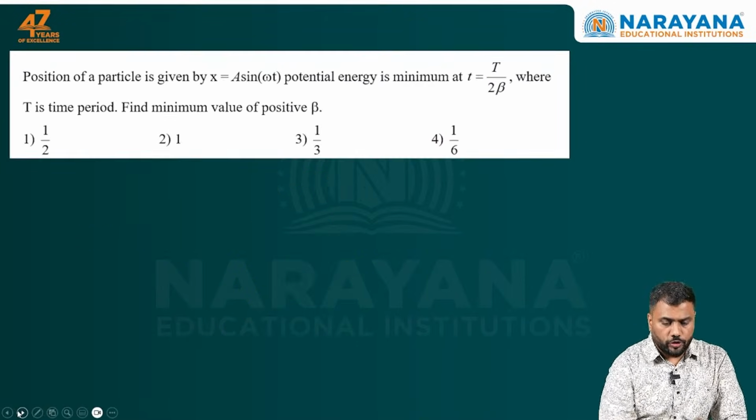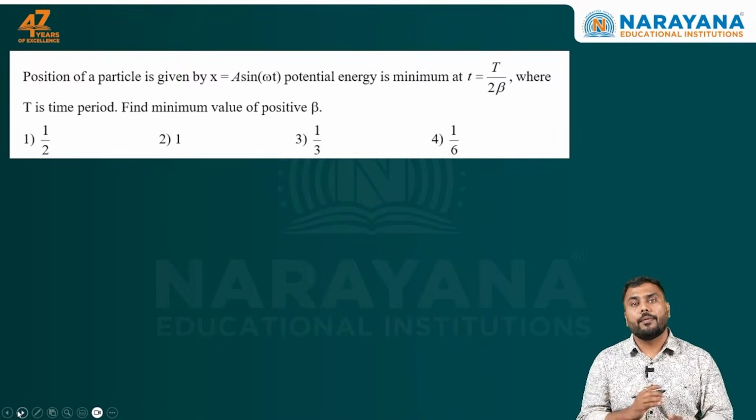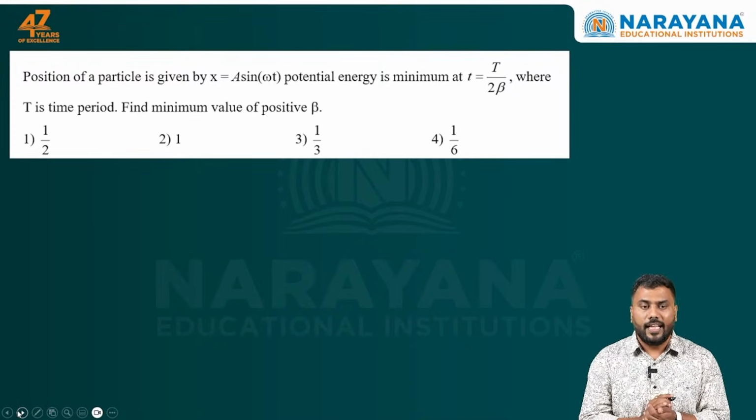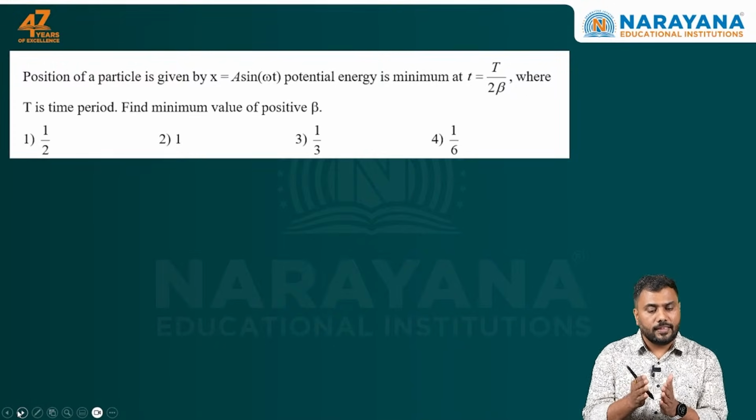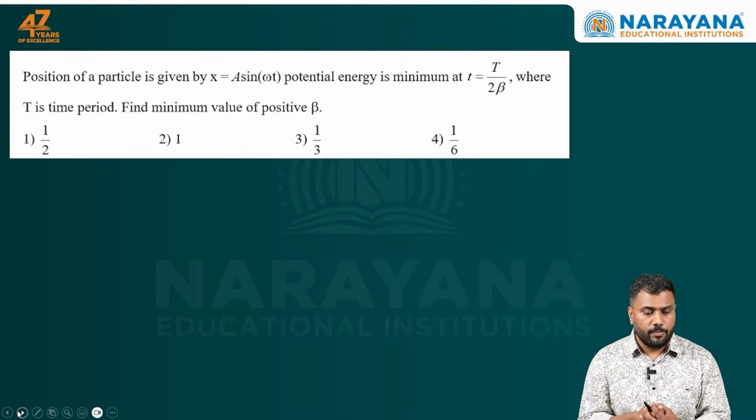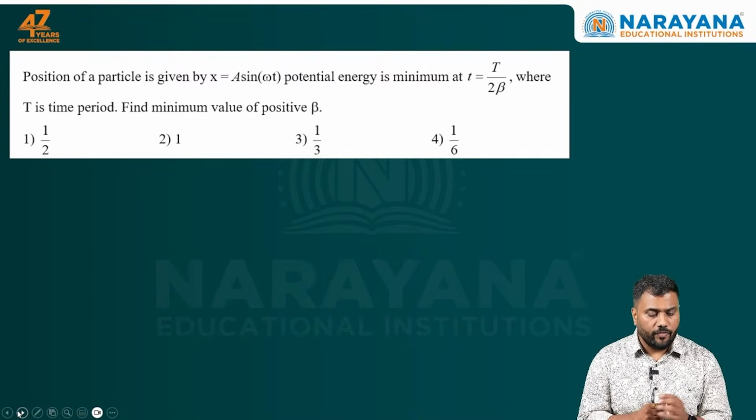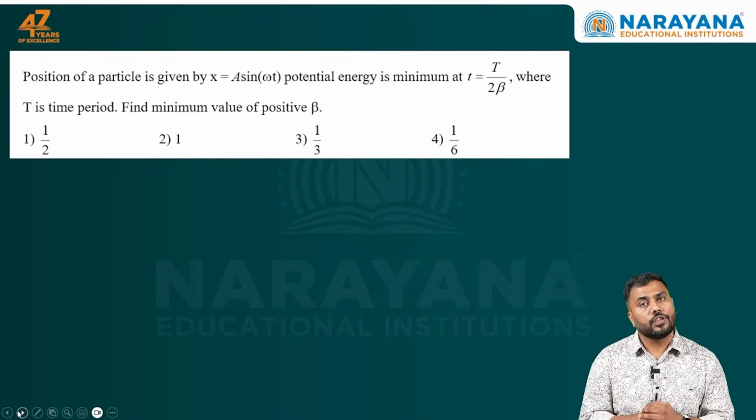Let's go to the next question. Next question is again also a very easy question from simple harmonic motion. The question is saying that there is a particle whose displacement x is given by a sin omega t, which is nothing but the displacement equation in simple harmonic motion. The potential energy is minimum at time small t equal to capital T by 2 beta, where T is time period. Find the minimum positive value of beta.